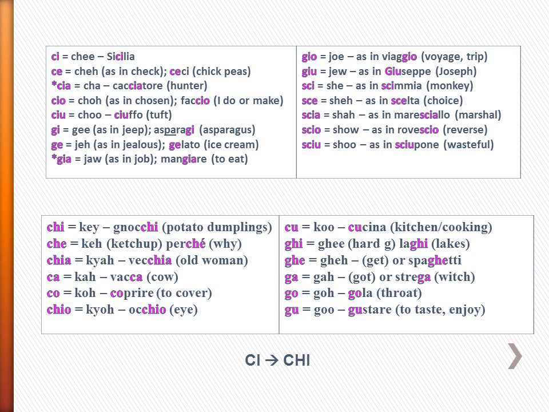Compare the list of the soft sounds with the list of the hard sounds. Notice that often the insertion of the letter H into the letters of a soft sound will render a hard sound. So, CI is pronounced chi, but CHI is pronounced ki.